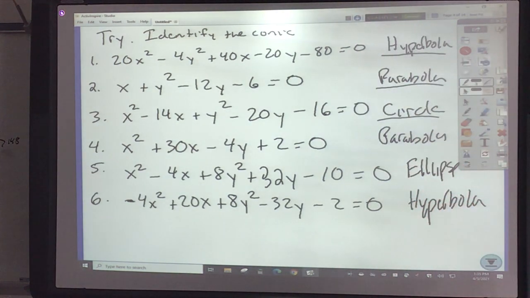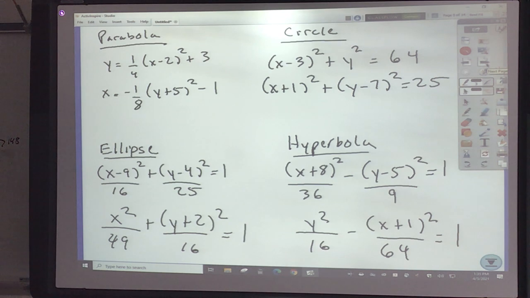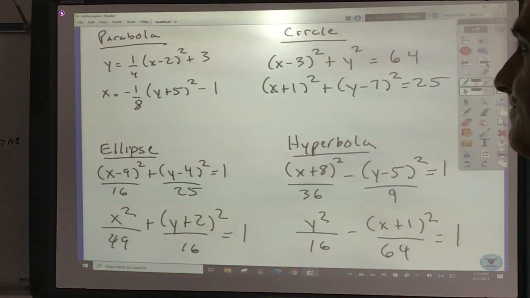Now, here are the types of equations you could see. This also will help you figure out how to write your final answer. We're going to write things in standard form. It's going to be a big part of what we do.